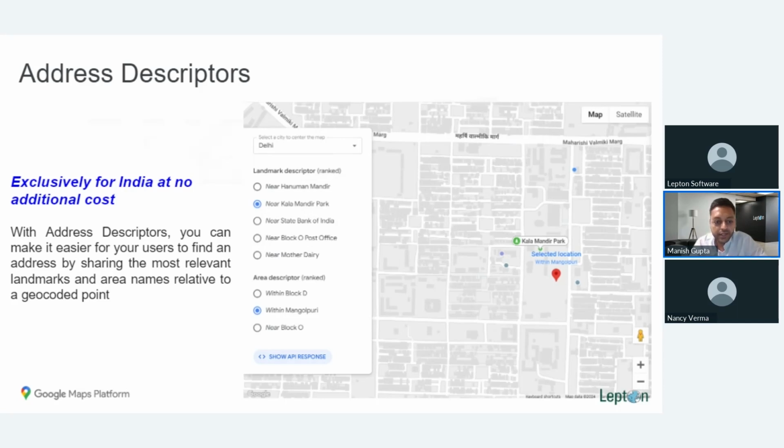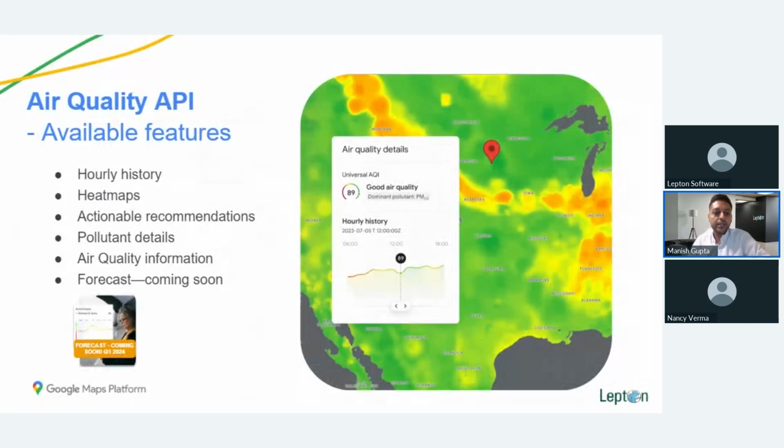Air quality we have spoken about. In India, currently only the air quality API is available. There are other further subdivisions, like pollutant, and a solar API is also there, which is not available. It's only the air quality API which is there.